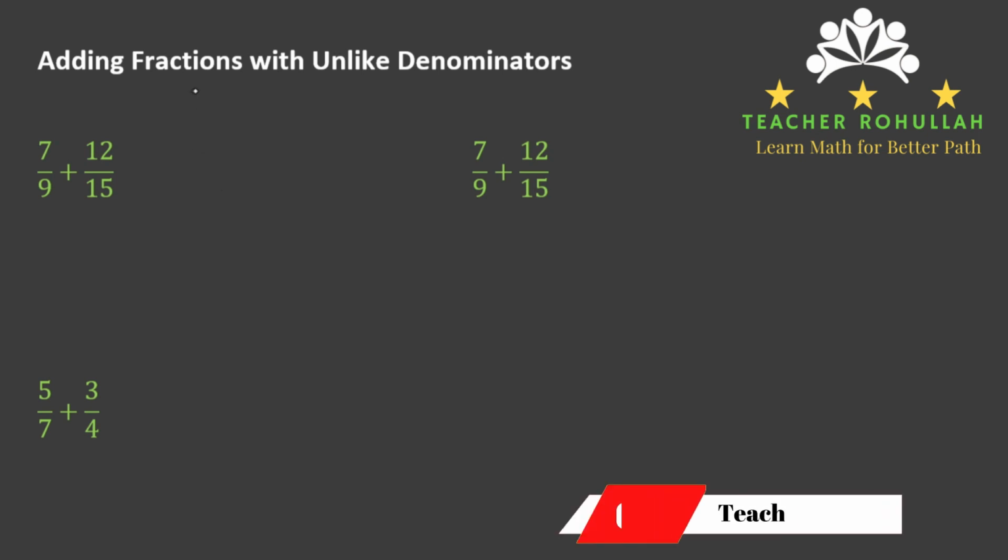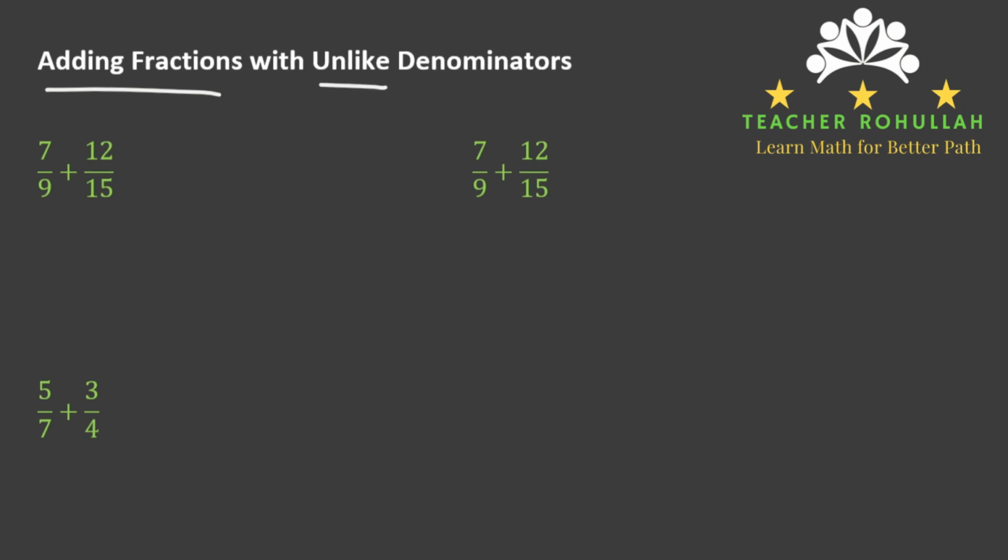In this lesson, we are going to work on adding fractions with unlike denominators. To add fractions with unlike denominators, we have to first find a like denominator for the given fractions and then add them. To solve these three given questions, I will use three different ways to add the fractions. In the first example, we have 7/9 plus 12/15.